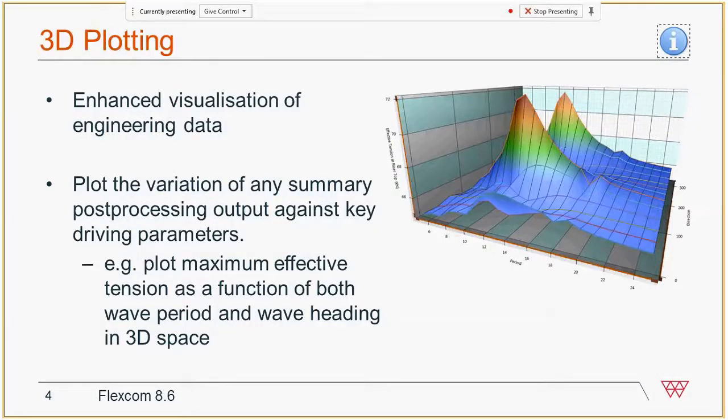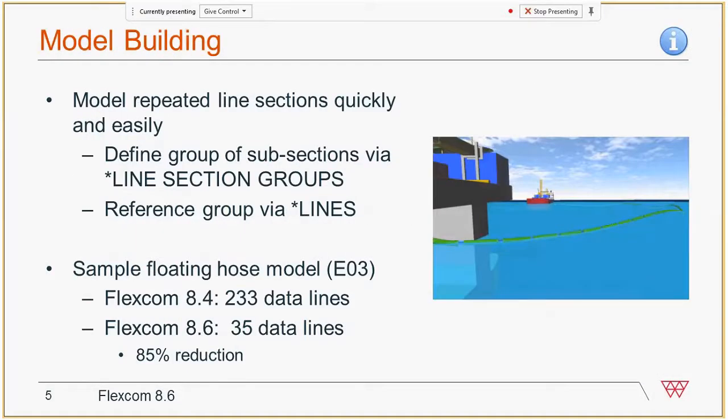Okay, back to my slideshow. Model building is the next thing I just want to briefly speak about. Flexcom 8 introduced the lines feature, which made it very easy to model mooring lines or risers using a couple of very quick keyword commands. Whereas before, in the older versions of Flexcom, you would have had to do nodes and elements. So the line command has automatic mesh generation, which is very useful.